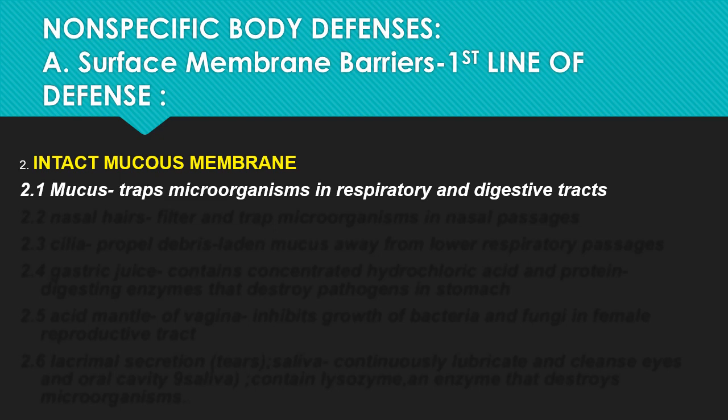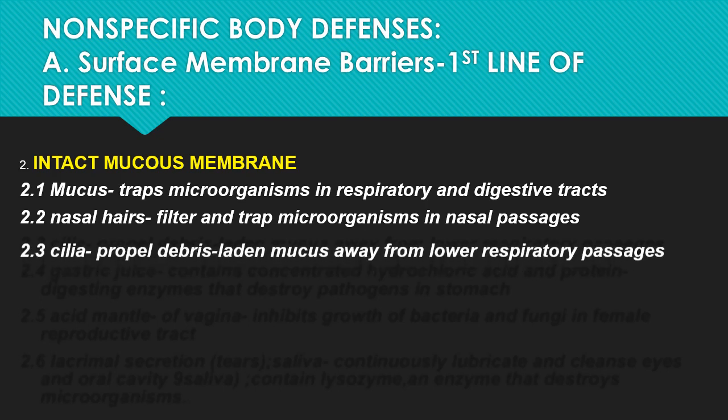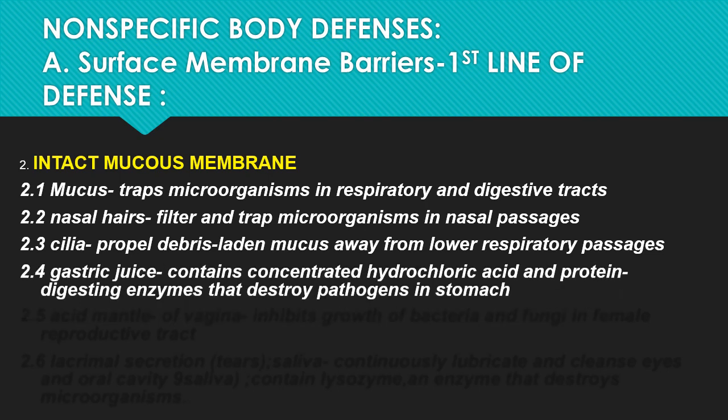An example of which is the mucus that traps microorganisms in respiratory and digestive tracts. Nasal hairs filter and trap microorganisms in nasal passages. Cilia propel debris-laden mucus away from lower respiratory passages. Gastric juice contains concentrated hydrochloric acid and protein digesting enzymes that destroy pathogens in the stomach.